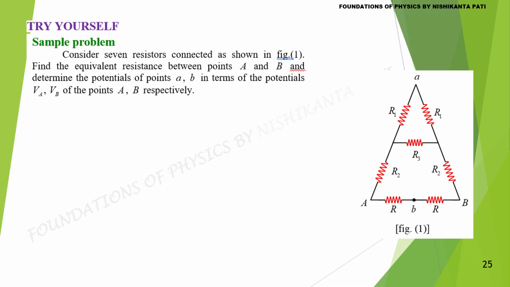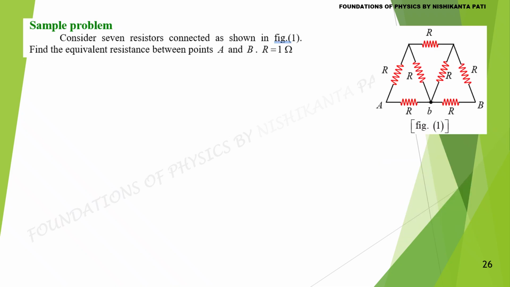This you will do by yourself. Consider 7 resistors connected as shown in the figure. Find the equivalent resistance between A and B.